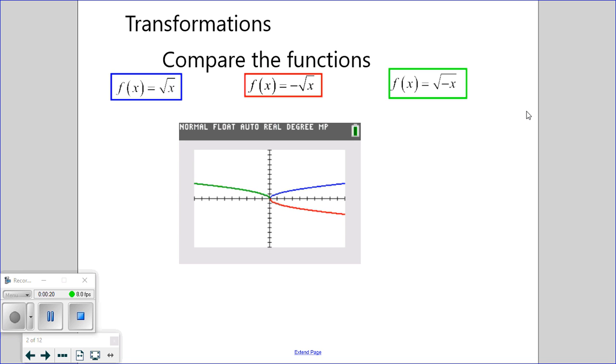And you can see when we have that negative on the outside of our function, it flipped our original blue graph over the x-axis. And when we moved the negative to the inside of the function, it took our original graph in the blue, flipped it to the green, which would be flipping it over our y-axis.